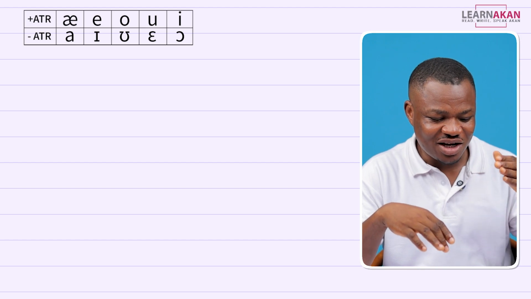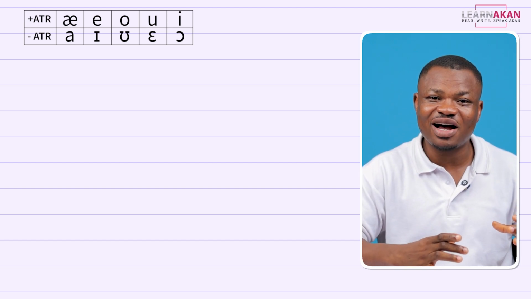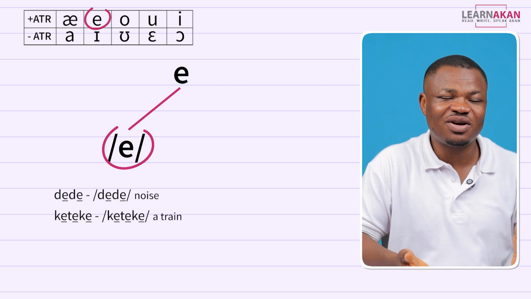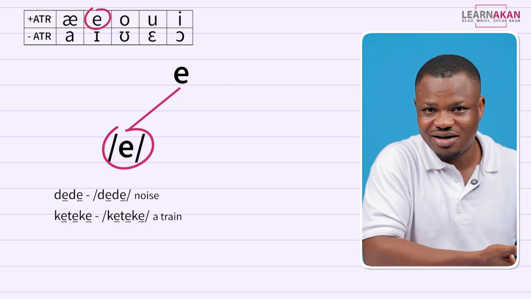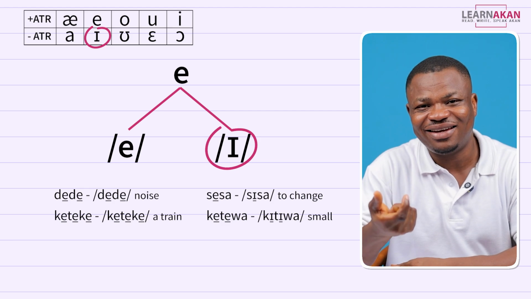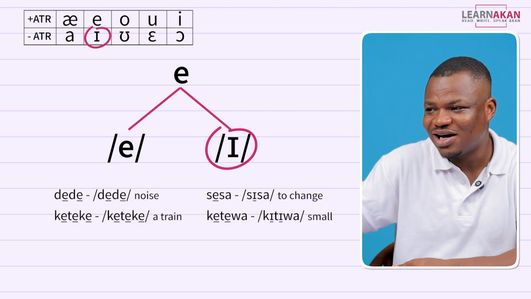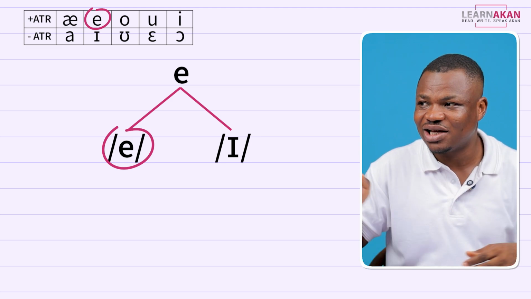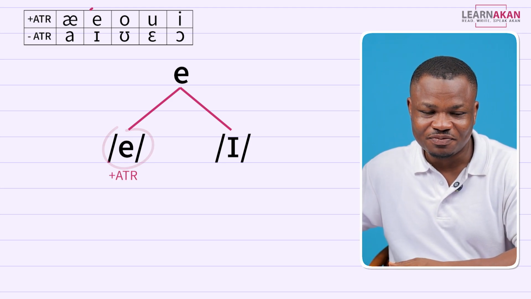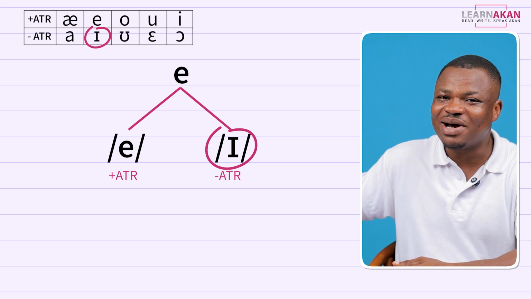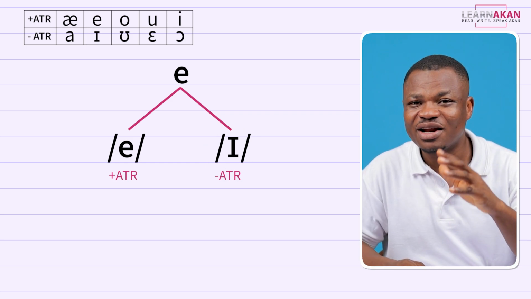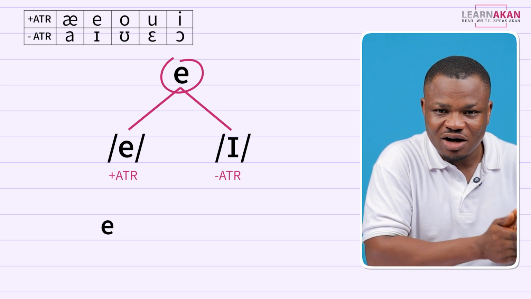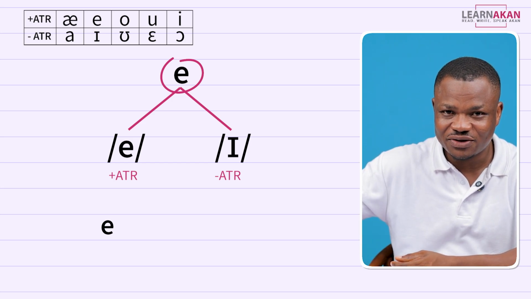For the second question, we asked, if you come across the vowel e, how do you know whether you should pronounce it as the regular e sound as in dede, or as e as in pit, or as in sisa, chi? Now, we know the regular e sound is a plus ATR sound, and the e sound as in pit is a minus ATR sound. So going by the vowel harmony rule, when you come across the vowel e, you need to look out for the next vowel sound.